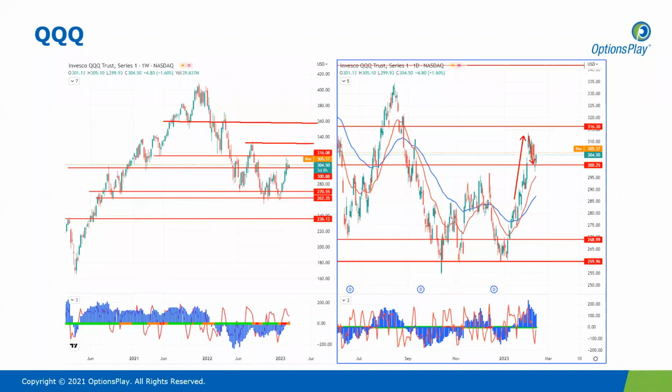And again, a lot more sensitive to any perceived changes in interest rate policy, due to the fact that they are more exposed towards growth and technology names.